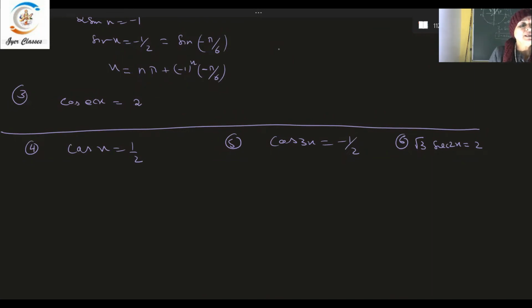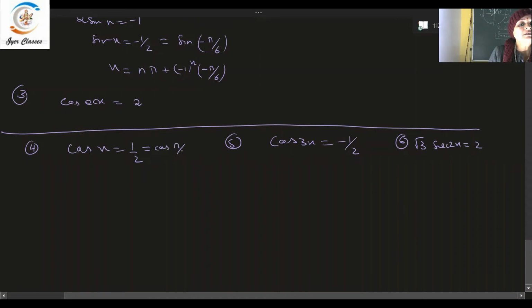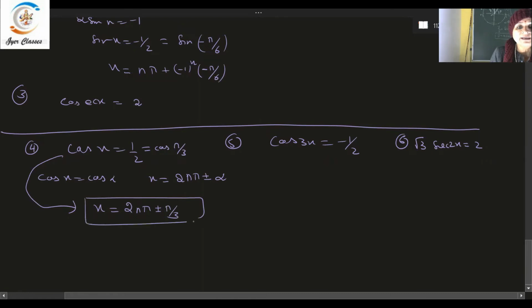Which one? See, this means what? This is equal to cos pi by 3. So, if you have got cos x is equal to cos alpha, बताओ formula क्या होता है x का? General solution? 2n pi plus or minus alpha. So what is the value? For this, the answer is x is equal to 2n pi plus or minus pi by 3. You will write the value of angle in the circular measure, right?